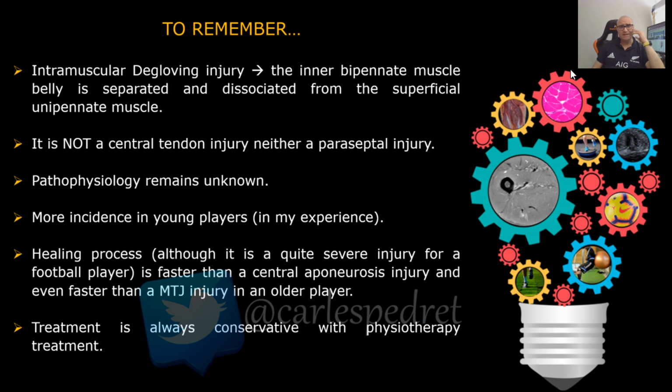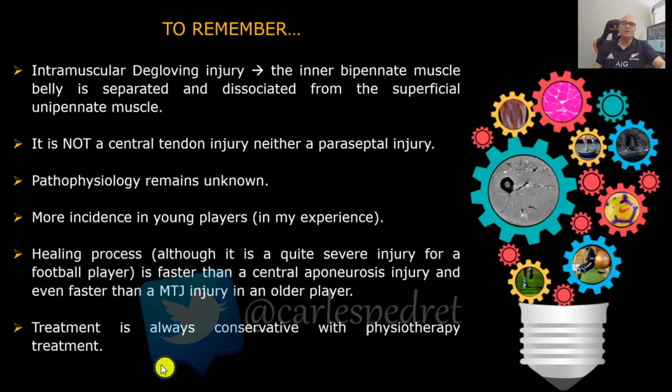So, as a conclusion to that case and to that specific injury, we have to say that in an intramuscular degloving injury, the inner bipinnate muscle belly is detached from the superficial unipinnate muscle. And you can see sometimes, or most of the time, a hematoma between, due to this detachment, in the distal part, as you can see in the axial T2 scan in the MRI of the case I presented. At the most distal part of the injury, there was a hematoma due to the detachment.